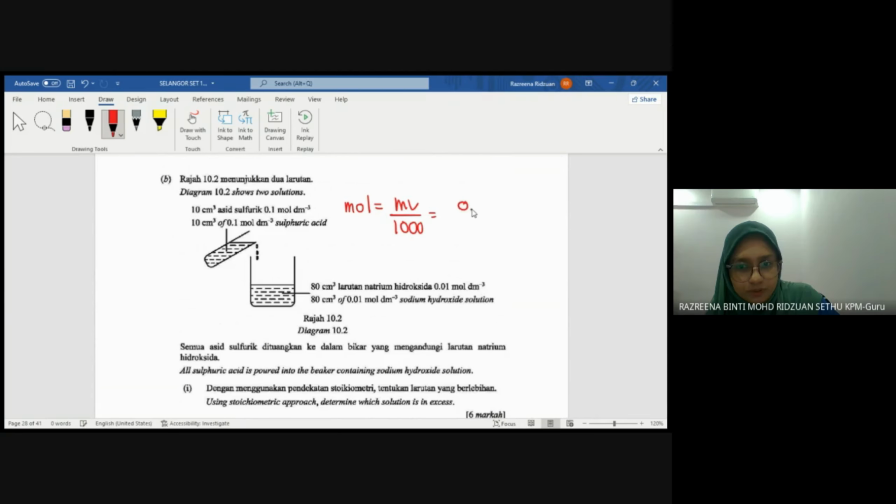So 0.1 times 10 divided by 1000. So using your calculator, let's calculate 0.1 times 10 divided by 1000. Okay, 0.001. Okay, next is, let's find the mole for this.